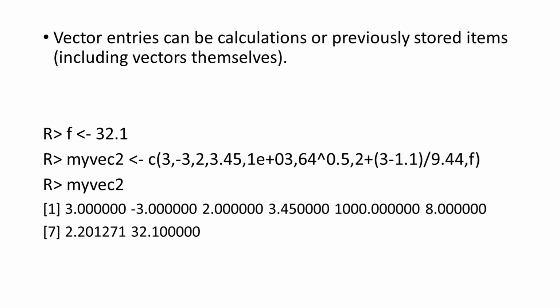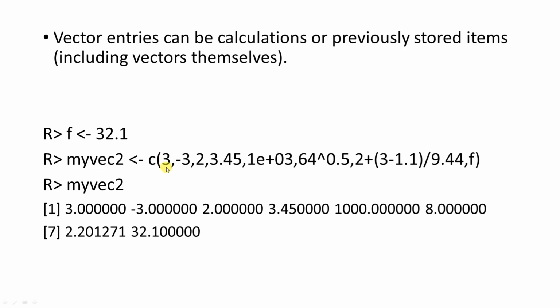The vector entries can also be calculations or previously stored items. We can use an arithmetic calculation or a logical calculation as one of the entries for the vector. We can also have an object as one of the entries. For example, I create one variable called f. f is a numeric object that holds only 32.1. Now I will create one vector called myvec2 using the c function.